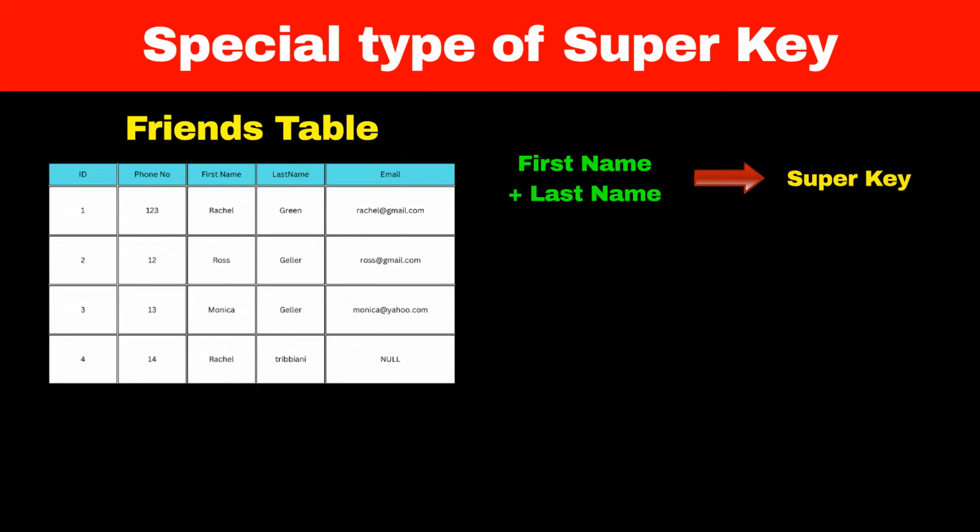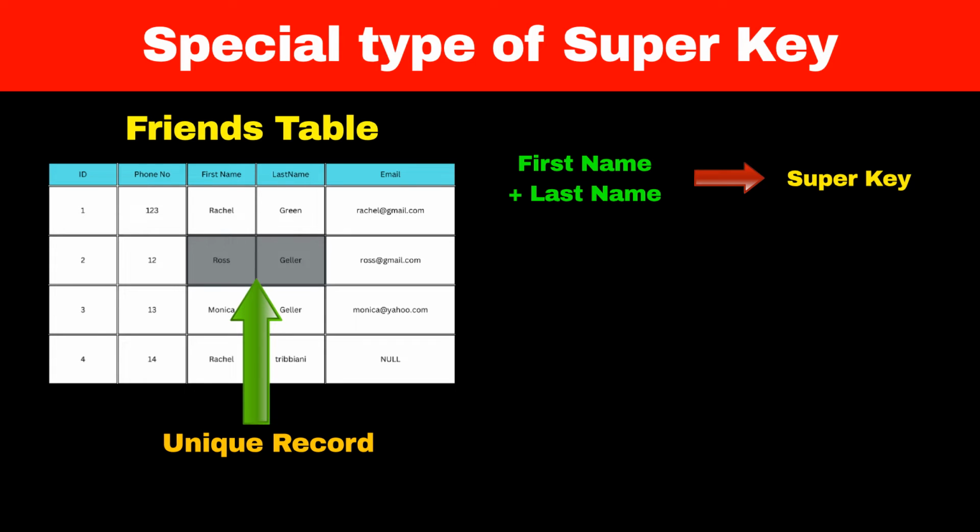Another super key can be the combination of first name and last name. This means that there is only one record in a table with the first name as Ross and last name as Geller. So we can uniquely identify the second record and all other records in the table with first name and last name. So the first name and last name can be a super key in our table.